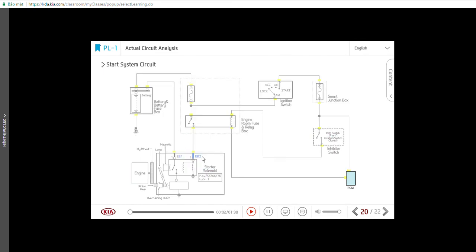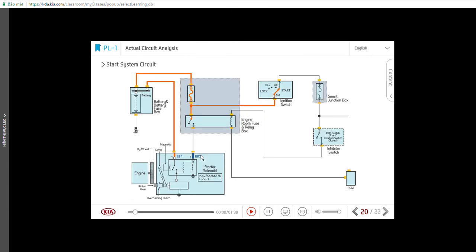The PCM controls both input and output of the start system. The PCM uses the pull-down method to recognize the ignition switch status, which is the input information. When the key is at start, 12 volts is applied to the PCM. Upon receiving the start signal, the PCM grounds the start relay.